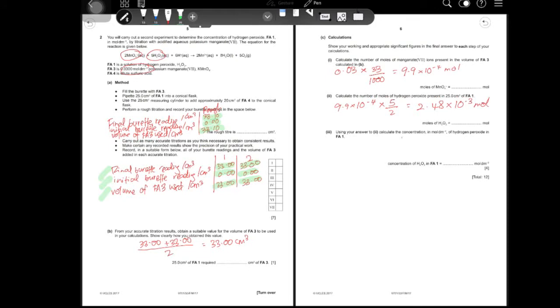Then we need to calculate the concentration, so mole divided by volume gives us the concentration. Divided by the volume of hydrogen peroxide used, which is 25 cm cubed. And definitely we need to convert into dm cubed, so divide by 1000. The answer is 0.0992 mole per dm cubed.